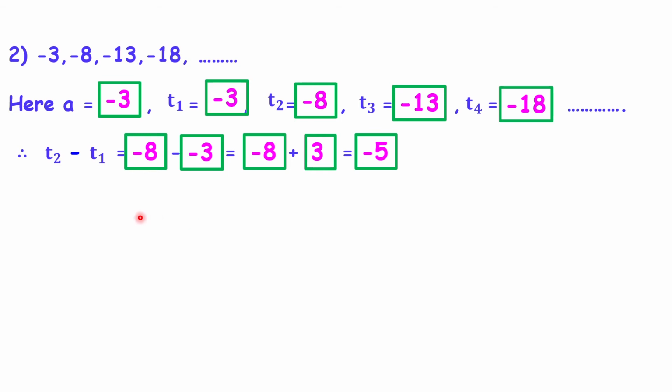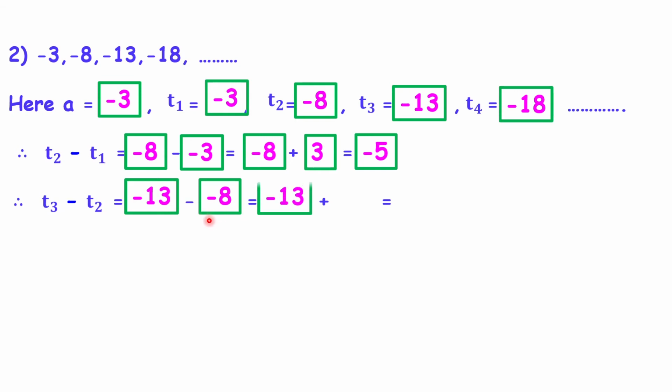Now to find the difference between the third term and the second term, here the third term is negative 13, minus into bracket, the second term is negative 8. Negative 13 as it is, minus into minus becomes plus 8. Here 13 is greater than 8, therefore give the sign of 13, because 13 has a negative sign and 8 has a positive sign.